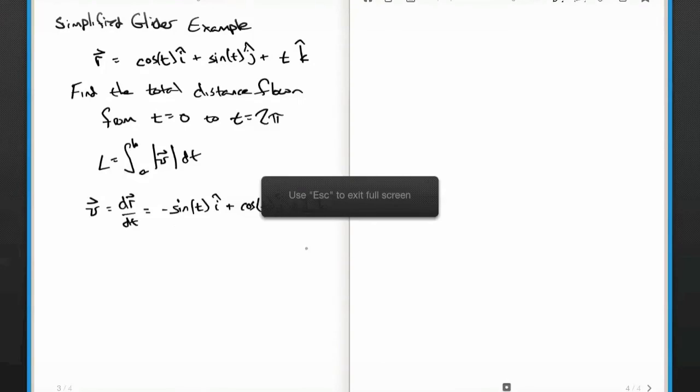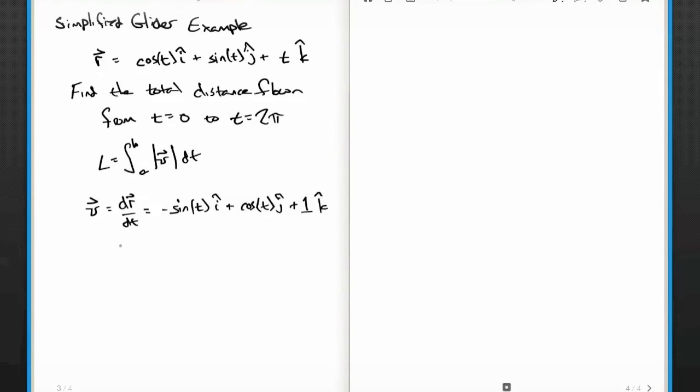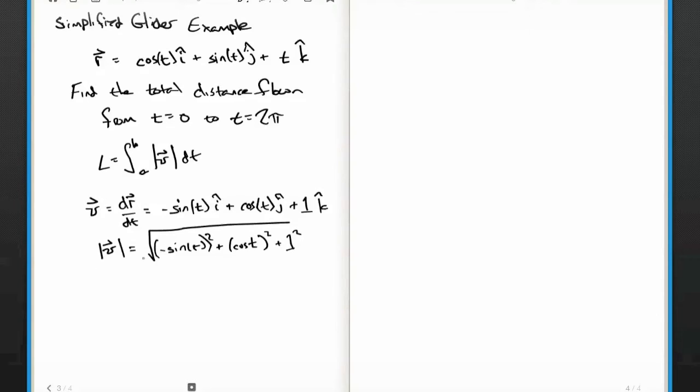All right, so we're not actually interested in the velocity, we're interested in the magnitude of the velocity. So the magnitude is the square root of the individual components squared. So the square root of negative sine t squared, that's important to do this, plus cosine t squared plus 1 squared. Well, sine squared plus cosine squared is 1, and 1 squared is also 1, so the magnitude of our velocity just becomes the square root of 2.